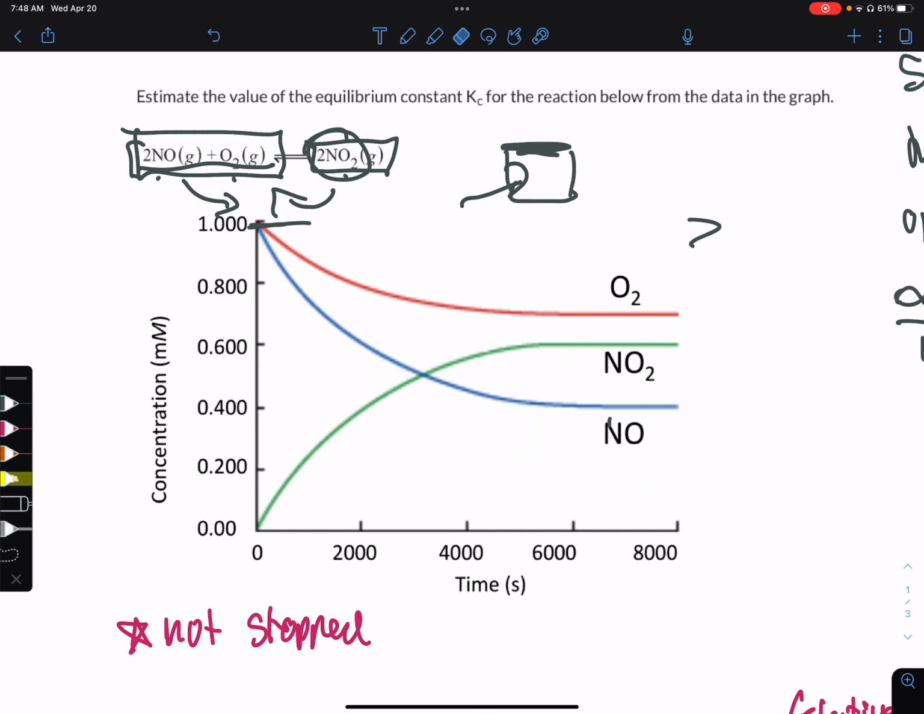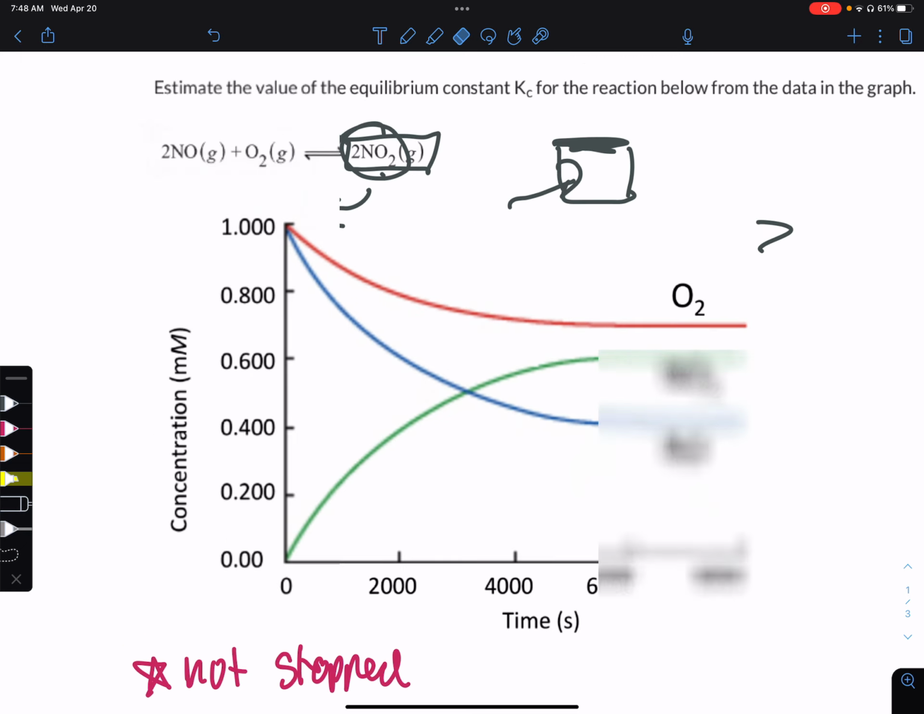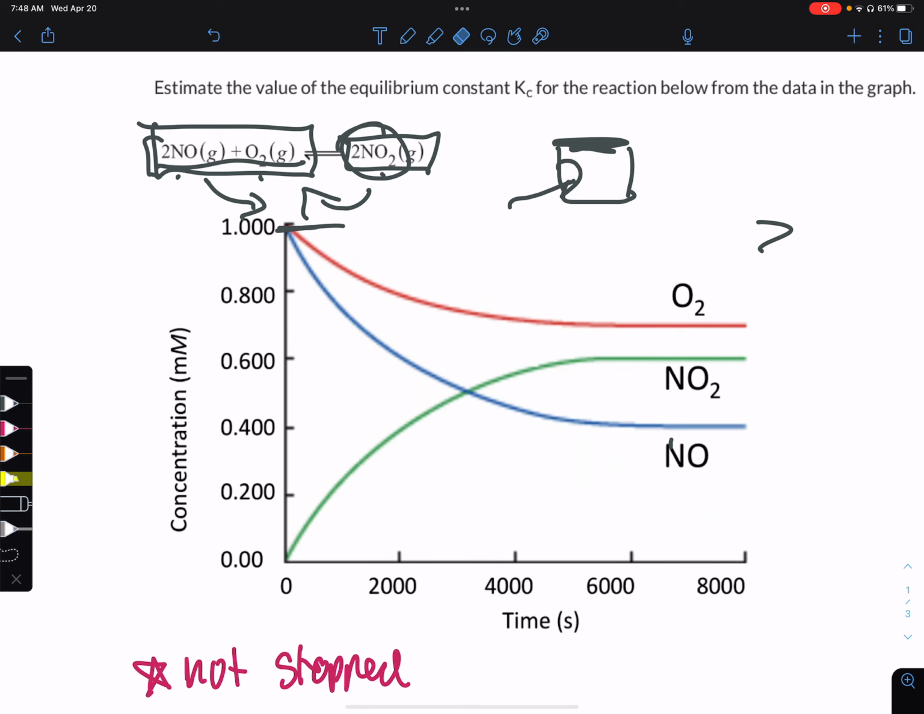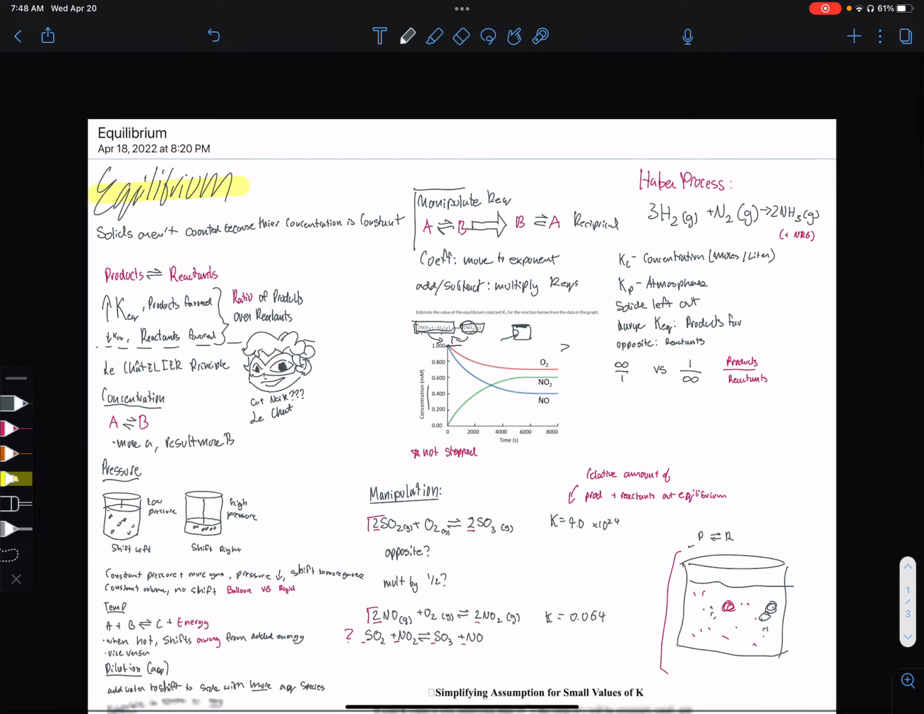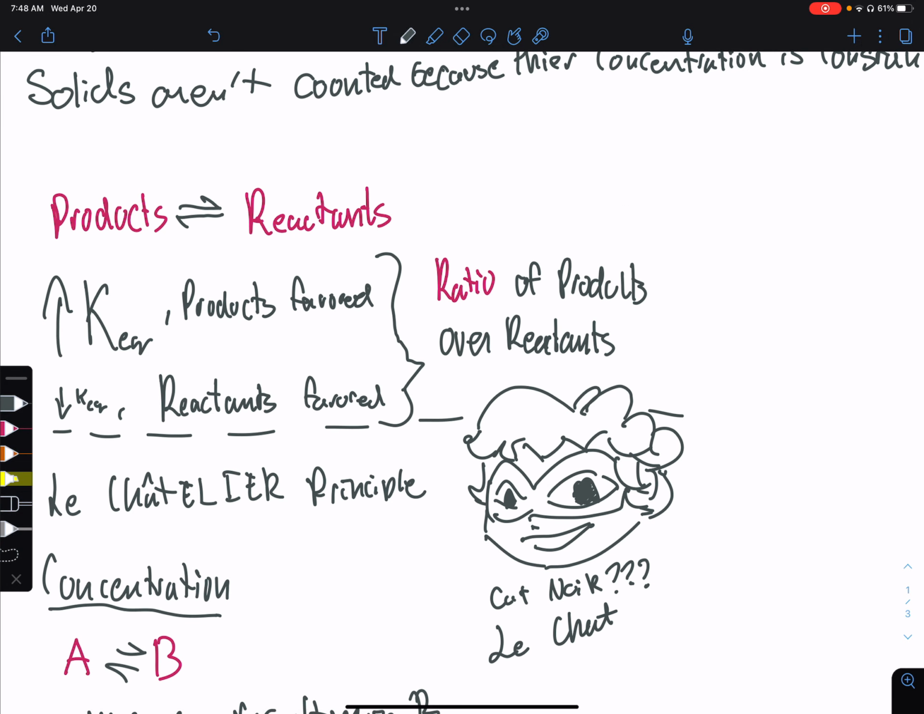We're essentially using math to study how these numbers interact with each other, how these mole concentrations interact with each other. So let's talk about a couple of things. K EQ is essentially telling us this ratio. It's the ratio of products over reactants. So what does this ratio mean?